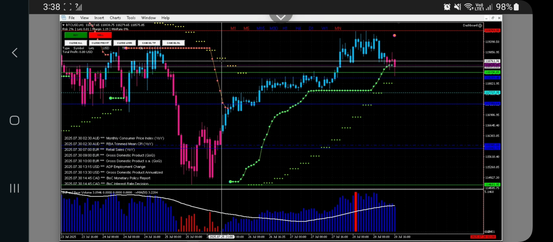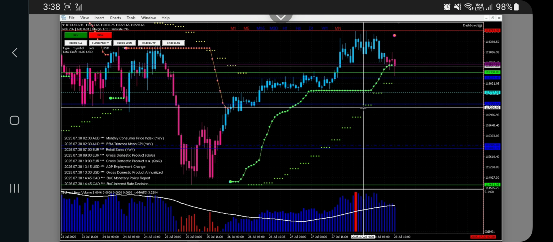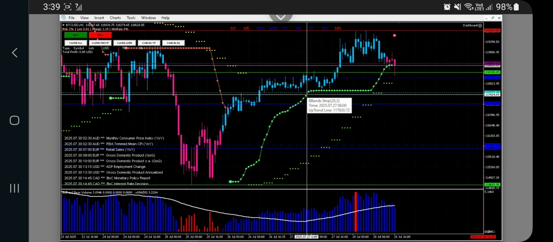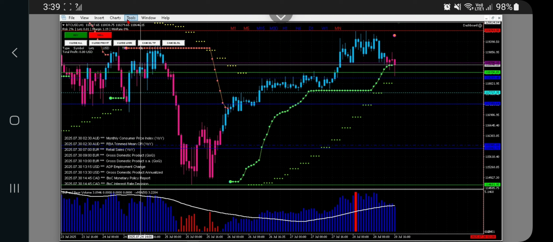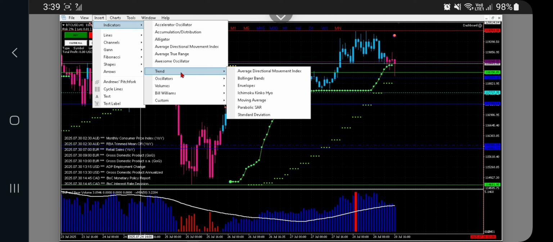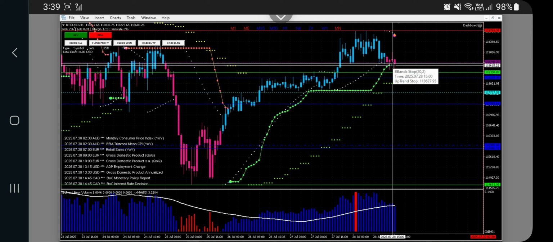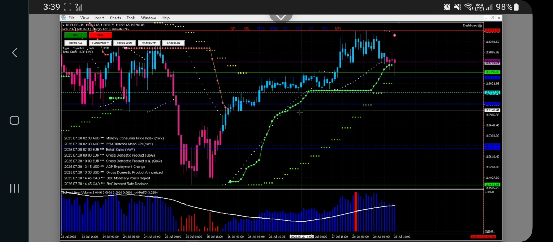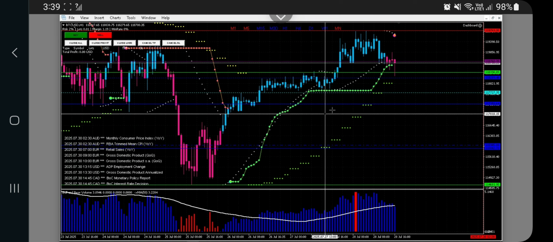Just to explain this parabolic SAR, this specifically looks at one time frame higher for the parabolic, so it won't display the way the normal parabolic SAR would. It's better if I show you. Insert indicators, parabolic SAR. Let's make it white. So the normal parabolic SAR would display something like this on your chart. However, we're looking at one time frame higher.